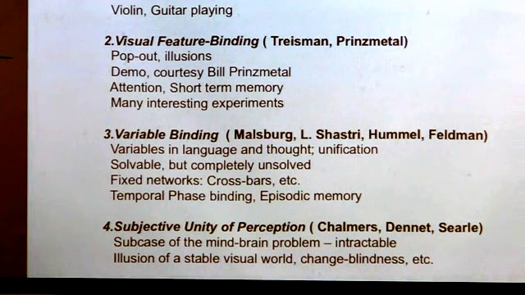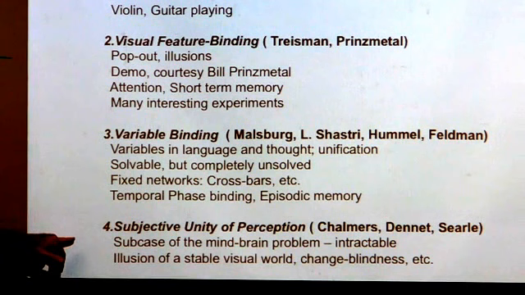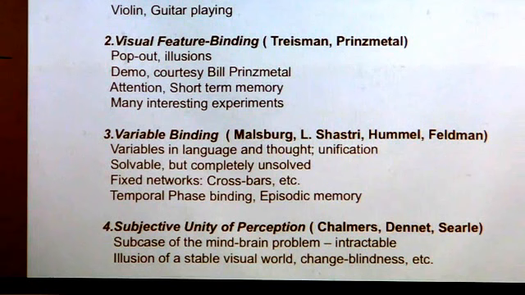As we'll see how all this works, temporal phase binding is going to be the sort of punchline. And then there's going to be a little afterword saying, yeah, but not really. And then the final one, and this is what causes a lot of the trouble, is the notion of the subjective unity of perception. So why is it that we see the world the way we do? This is a subcase of the mind-brain problem. We even have a philosopher here who will remain unpointed at.